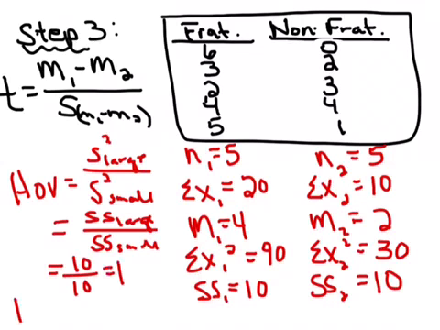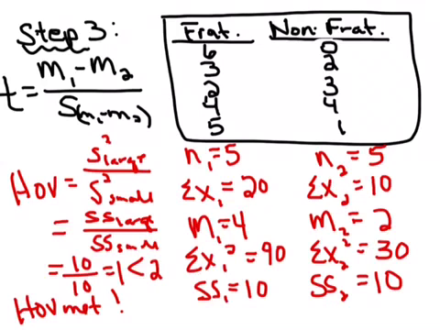So we know HOV was met because 1 is less than 2. So we know HOV was met. So we can continue on with our calculations. So take note of our sums of squares. Sums of square for group 1 is 10, and sums of square for group 2 is 10. And we have sample size of 5 in each.